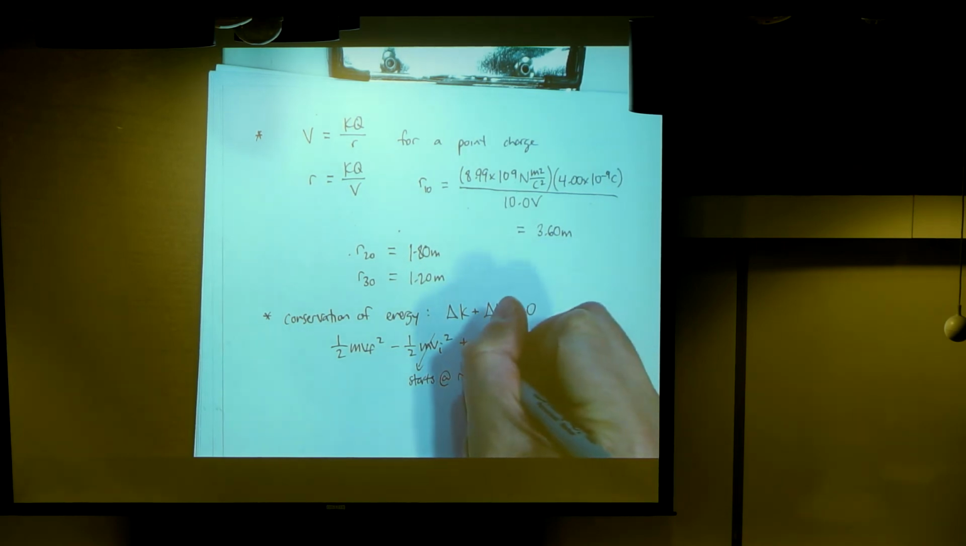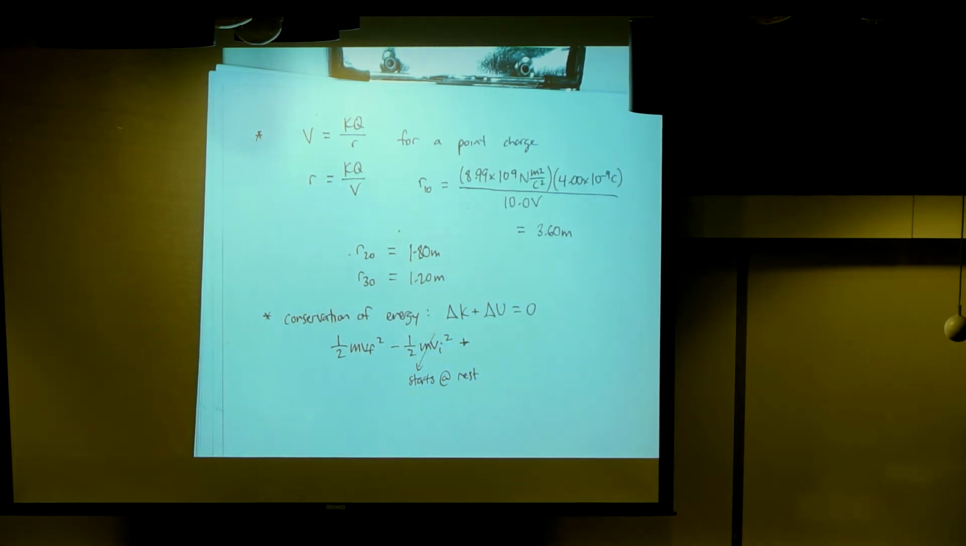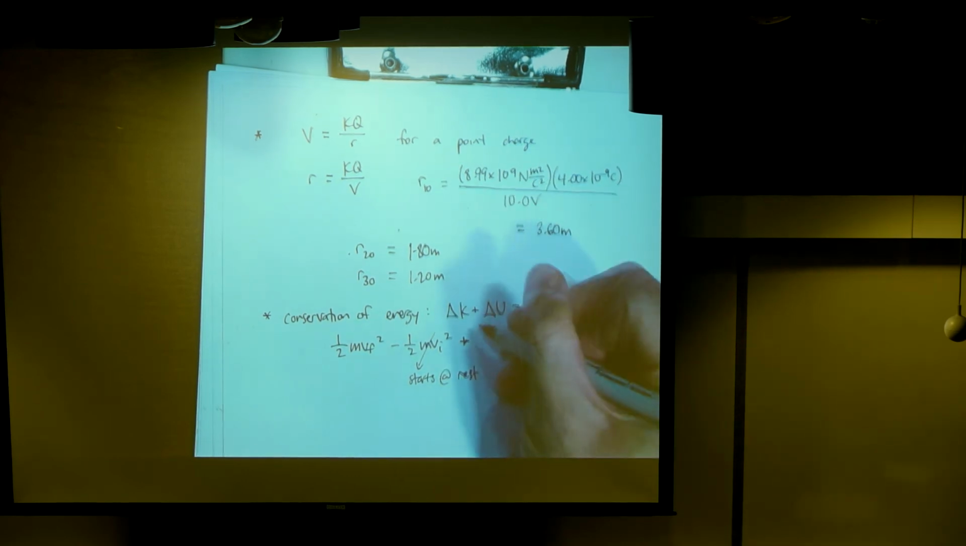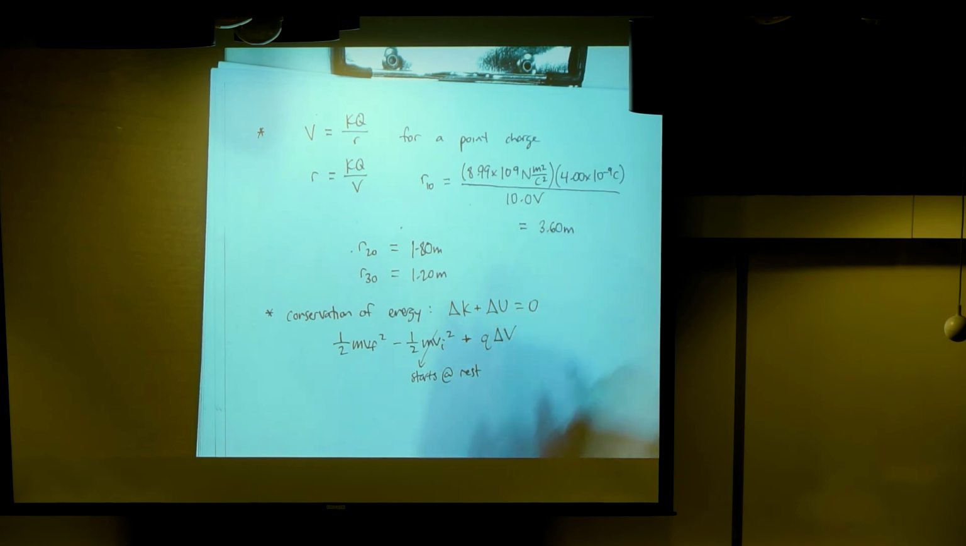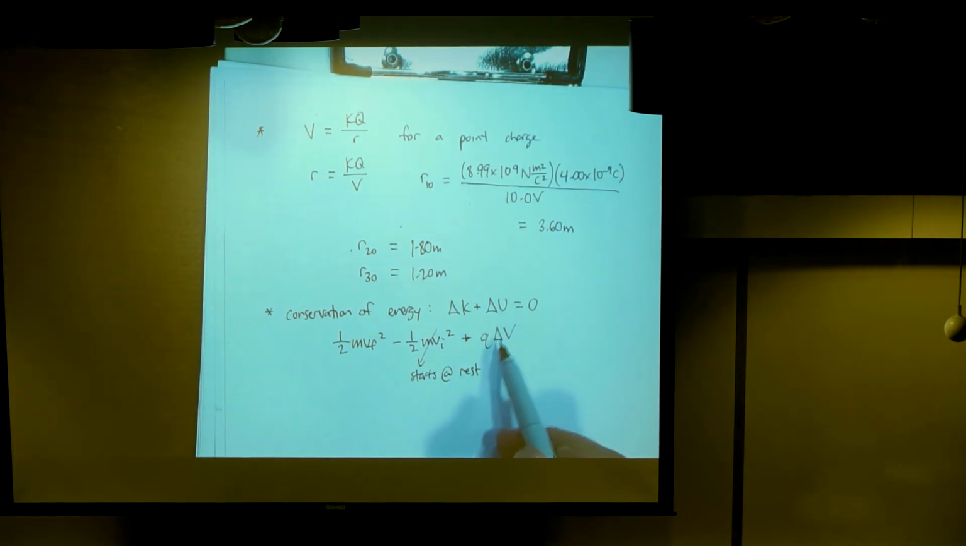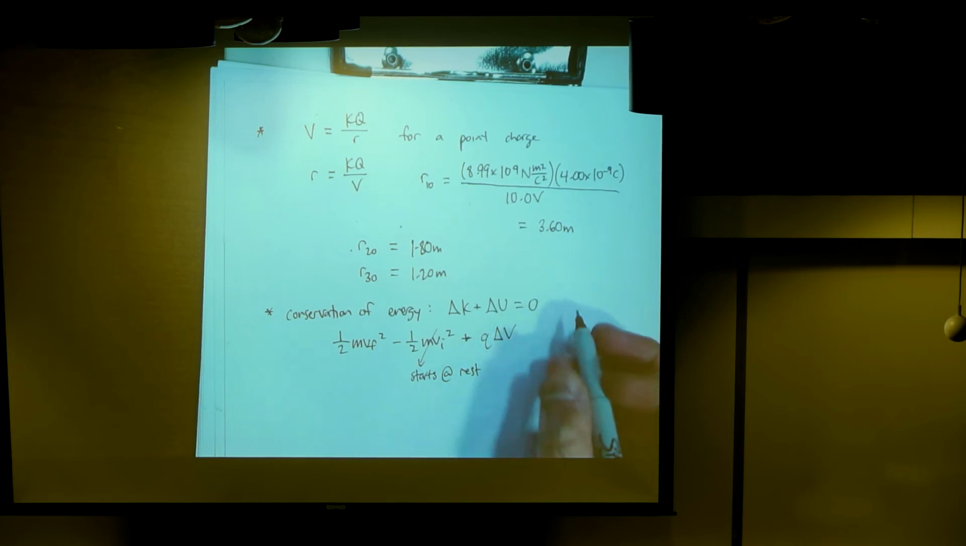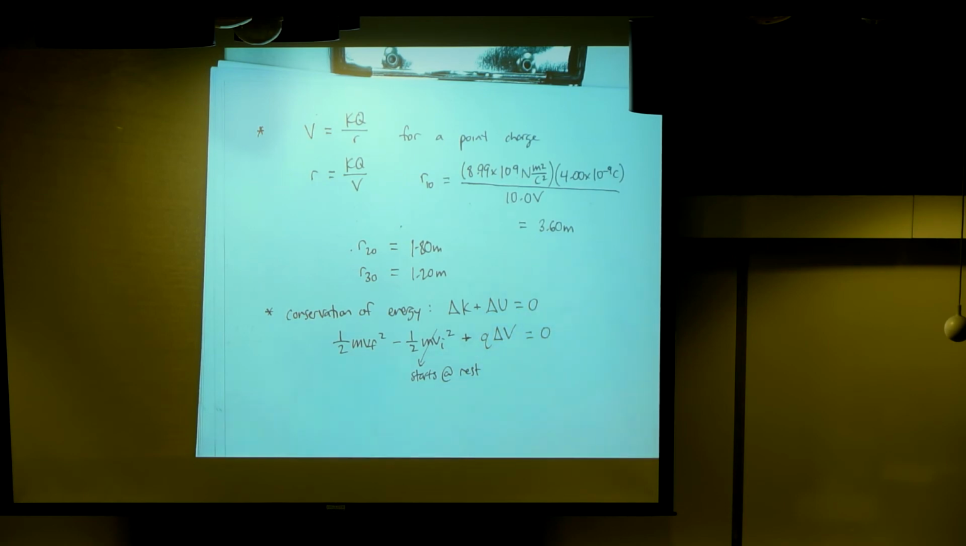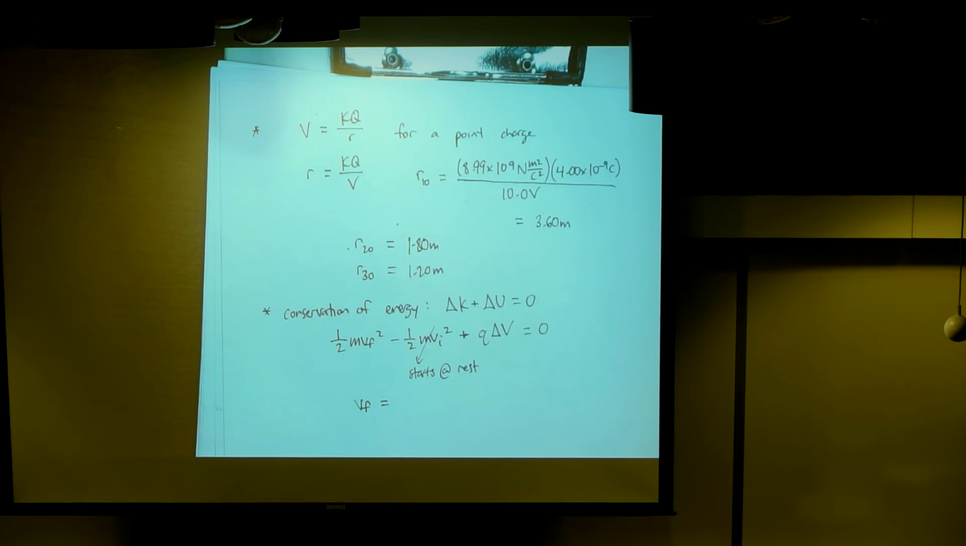All right, this is a useful substitution that I showed you last time. But delta U, the change in potential energy of some charge as it moves through a potential difference, is given by Q delta V. So in other words, this potential difference delta V translates into a change in energy, delta U, if we simply just multiply by Q, okay? So that's what we're doing here. And that equals 0. All right, so V final, that's what we want to know. We want to know how fast it's moving at the end of this process.